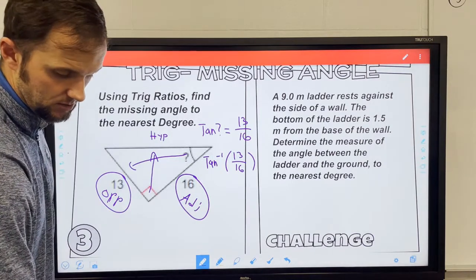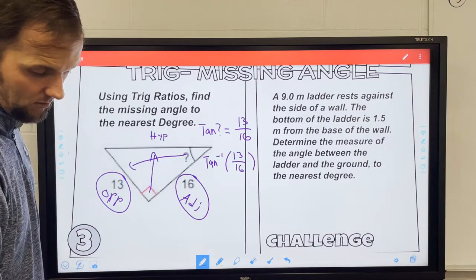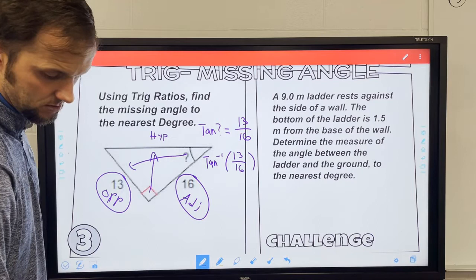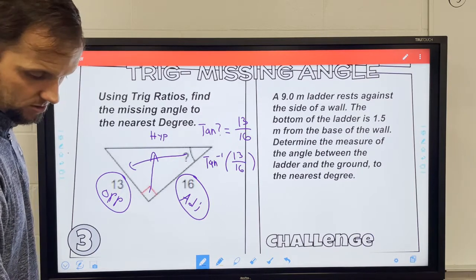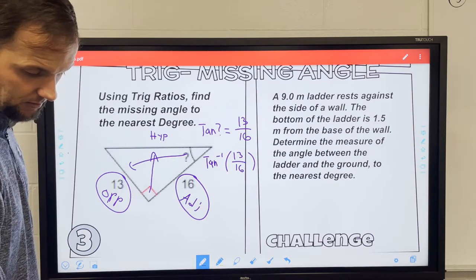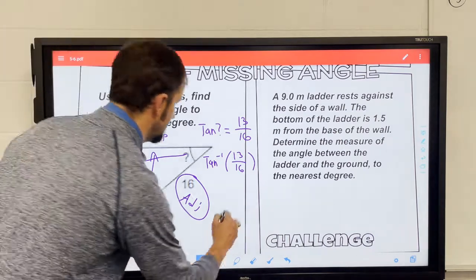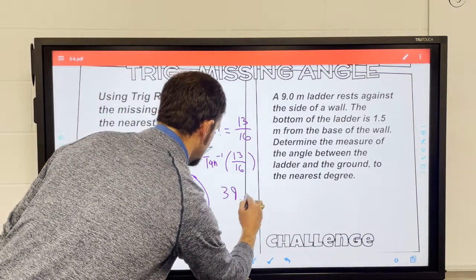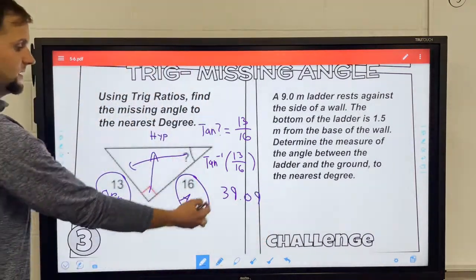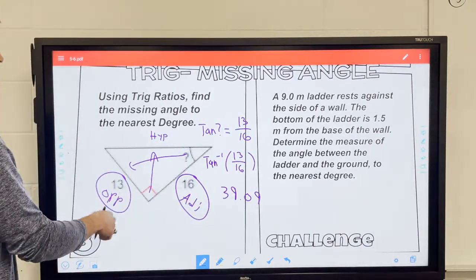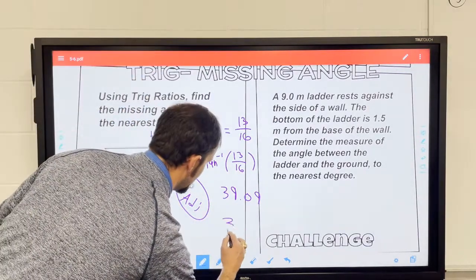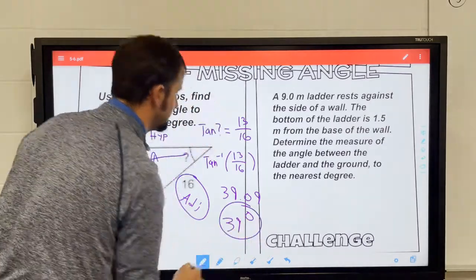So tangent raised to the -1 power, or inverse of tangent. And then in those parentheses, you're going to do 13 over 16. And the answer that comes out is going to be 39.09. And then the 0 would not change the 39, so my final answer would be about 39 degrees.